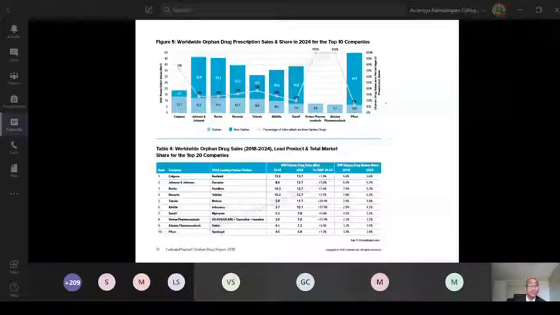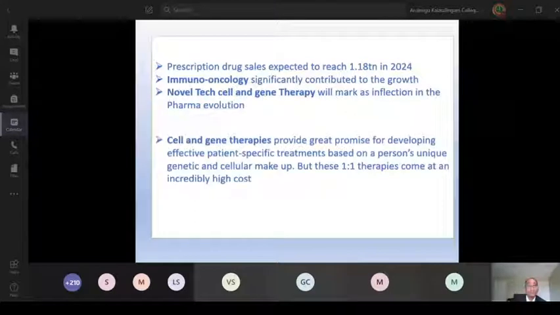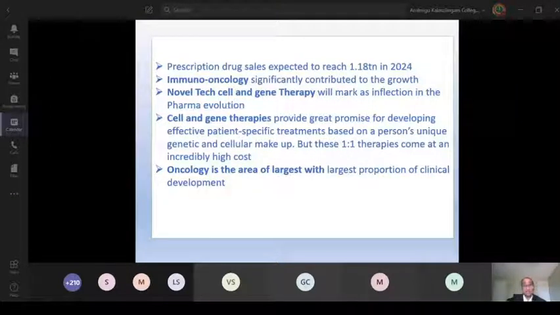Again, you can see here the worldwide orphan drug prescription sales share by 2024. Top 10 companies: Celgene, Johnson & Johnson, Roche, Novartis, Takeda, AbbVie, Sanofi Aventis. Prescription drug sales are expected to reach $1.18 trillion by 2024. Immuno-oncology significantly contributed to the growth. Novel cell and gene therapy will mark an inflection in pharma evolution.